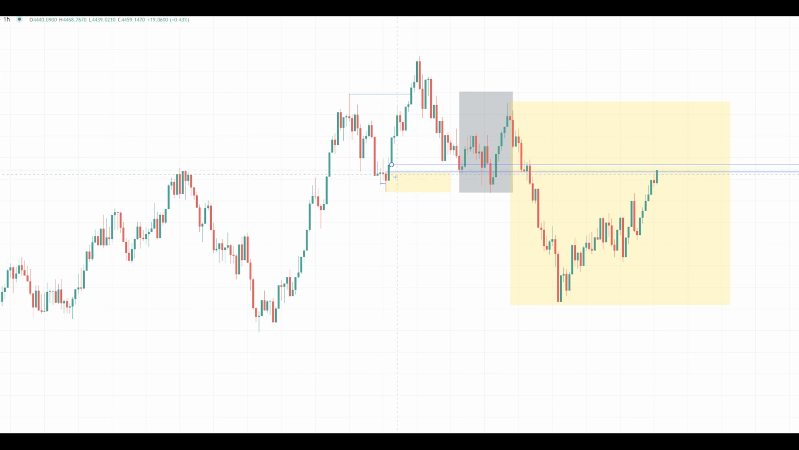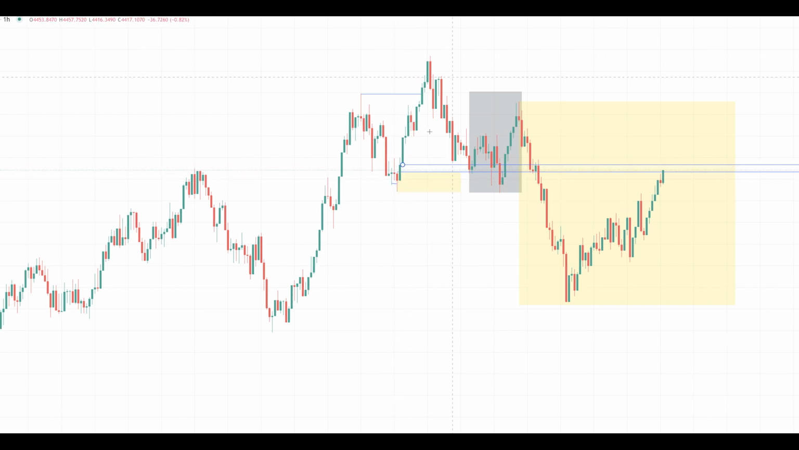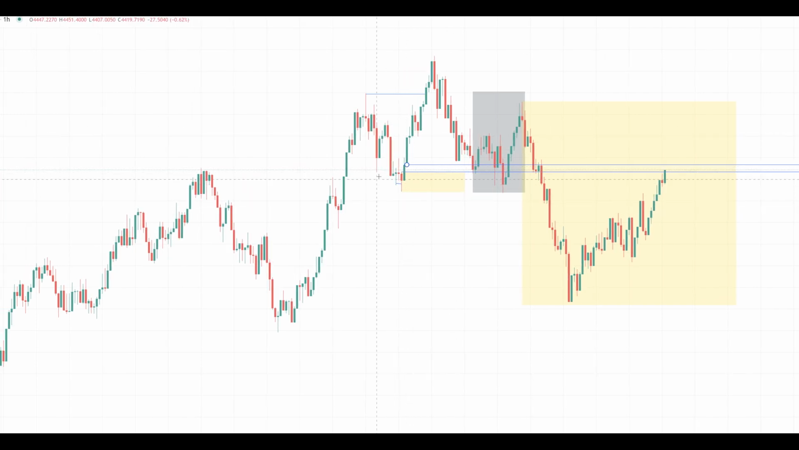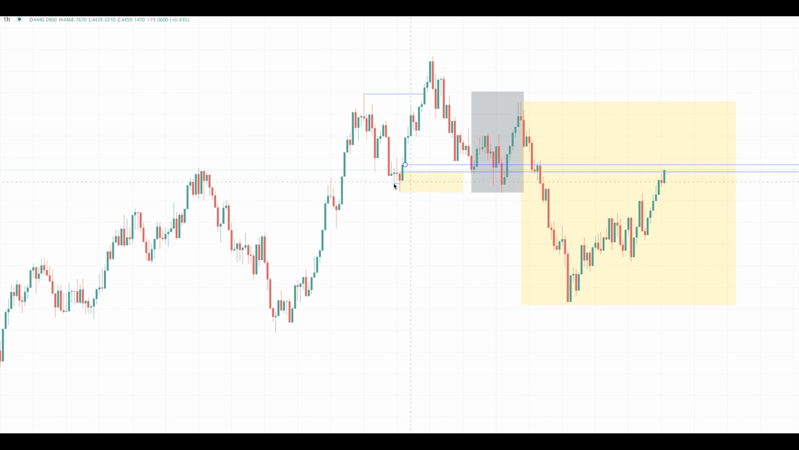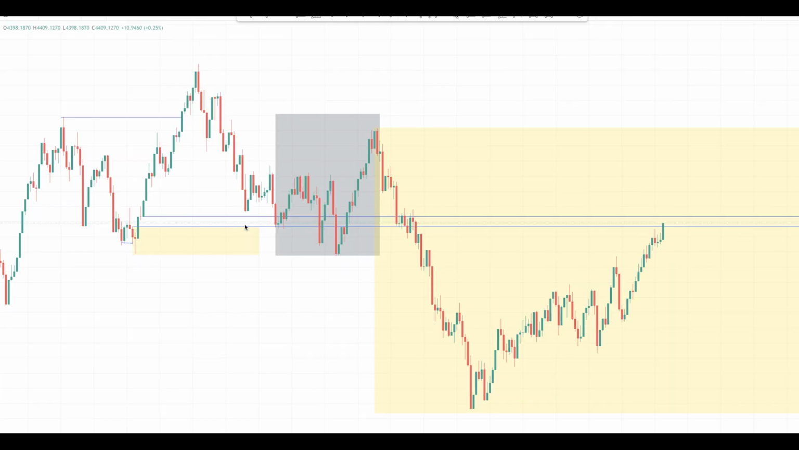So price needs to come and balance this imbalance. Most of the time, what I do is pay attention to an imbalance that is closer to an order block or a mitigation block. Once this happens, it means that price is supposed to come back to fill that imbalance, which is the inefficiency. Now this is what's happening on the 30 minutes.